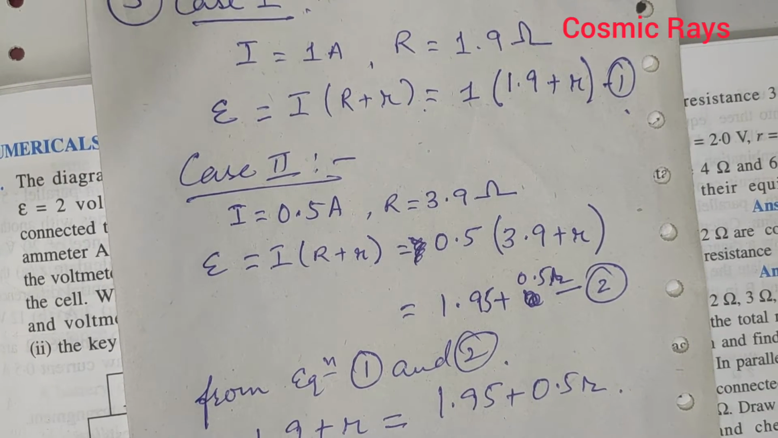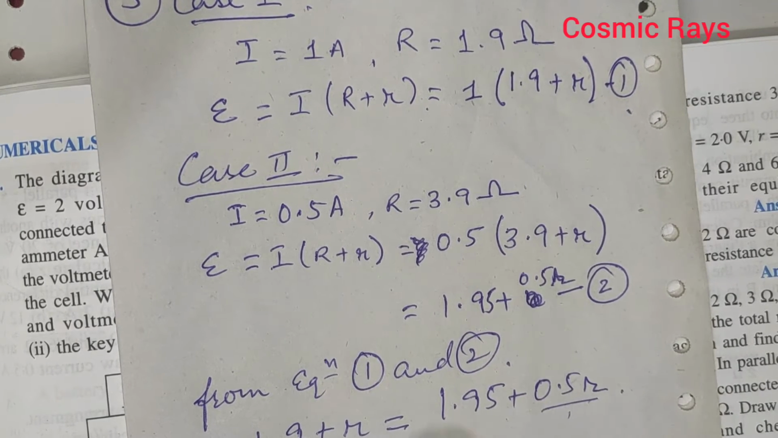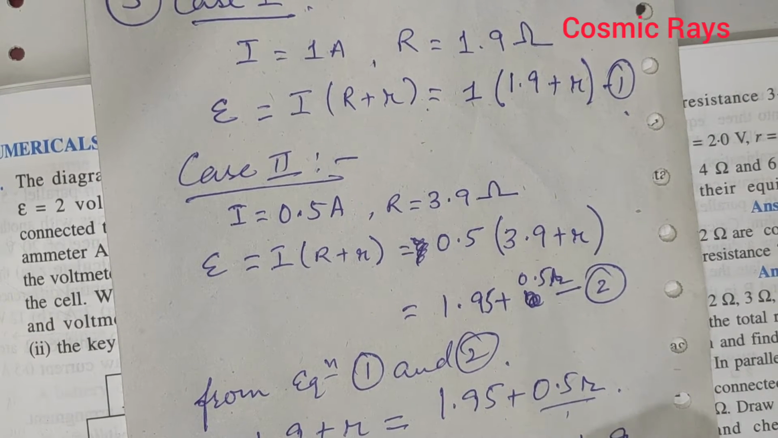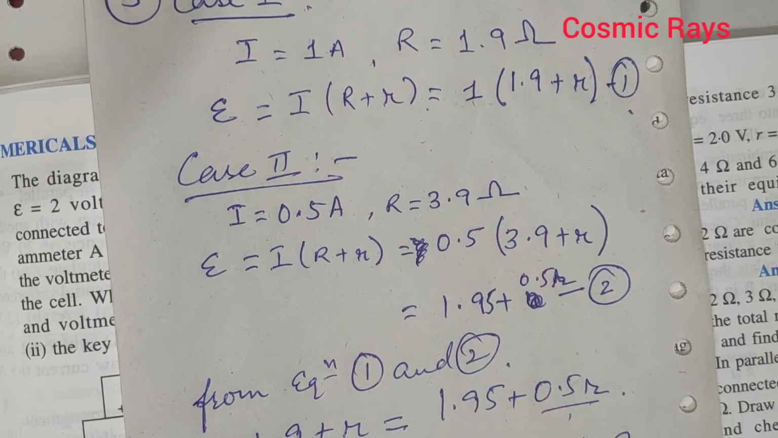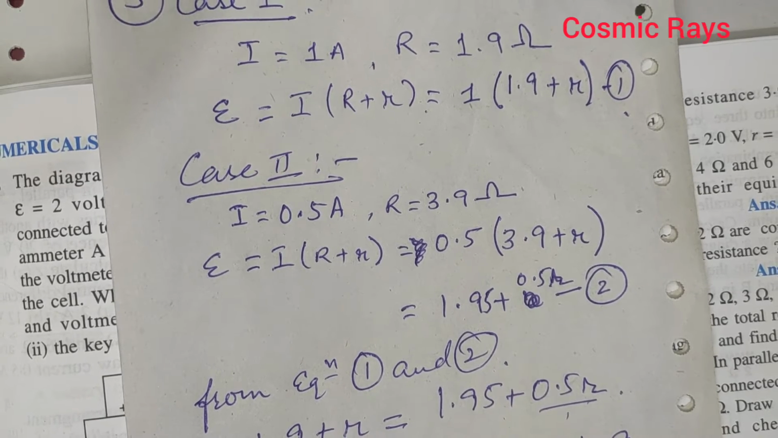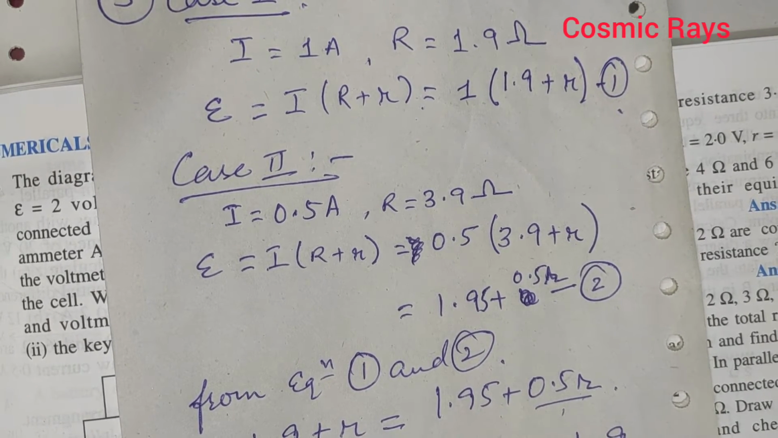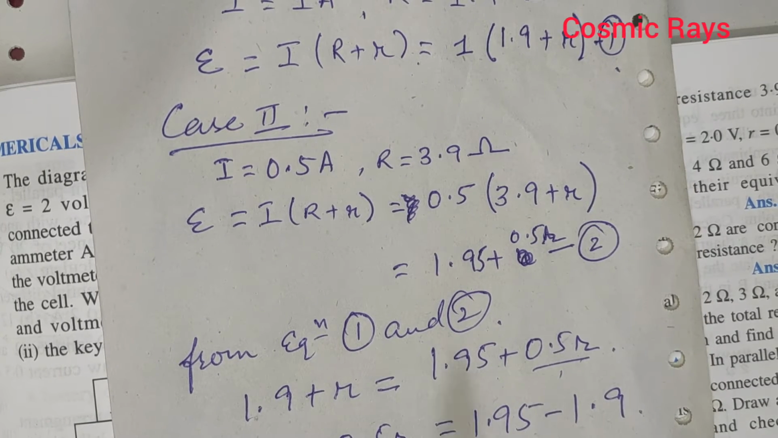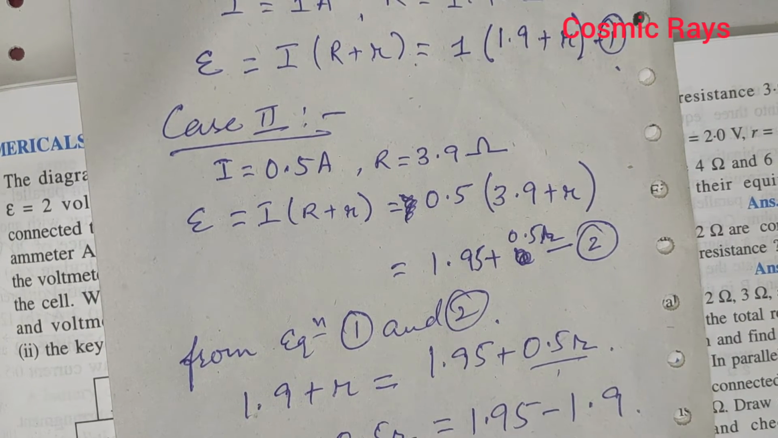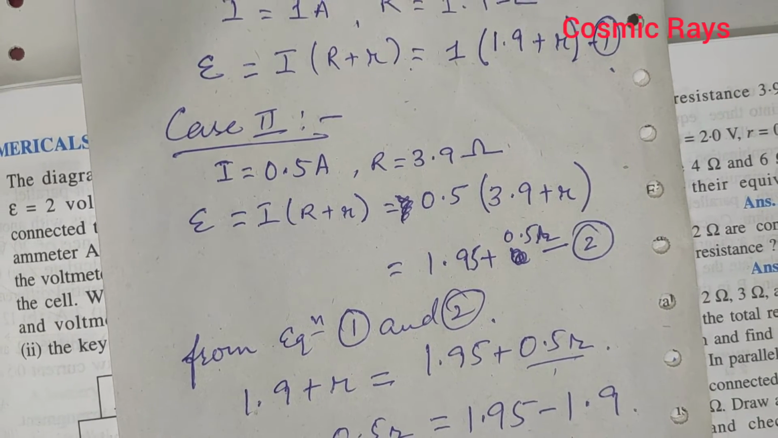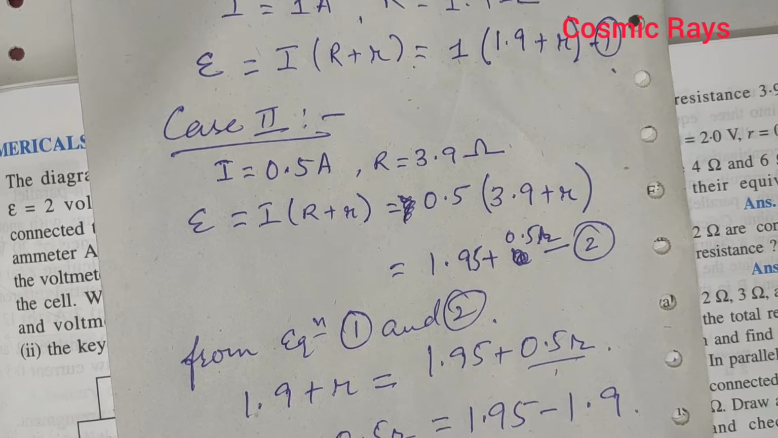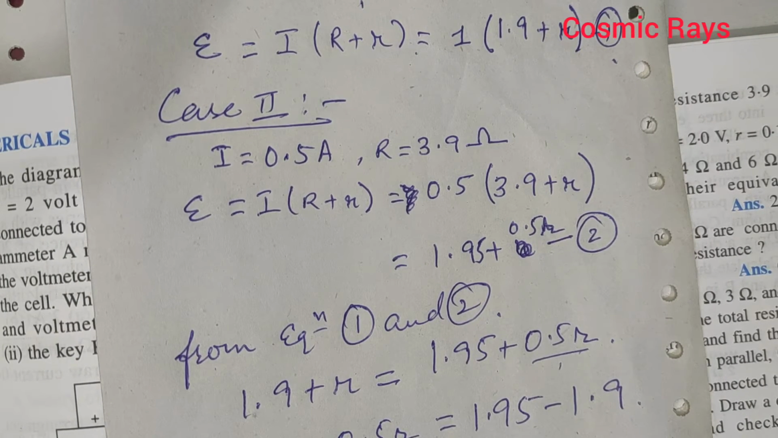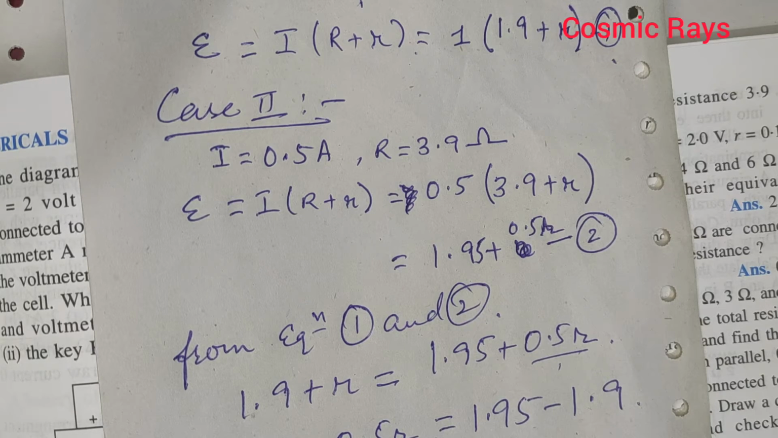Now what you can do is r minus 0.5 r, we are taking this r this side, and this 1.9 going this side becomes 1.95 minus 1.9. So when you calculate it, you will get r is equal to 0.05 divided by 0.5. So if you divide, you will get 0.10. Now this is the answer for the internal resistance. Now if we substitute the value of internal resistance in equation 1, our value of EMF will be 1.9 plus r, so that is equal to 1.9 plus 0.1. When you add it, you find it to be 2 volts. This is the answer. Now let's jump to question number 10.